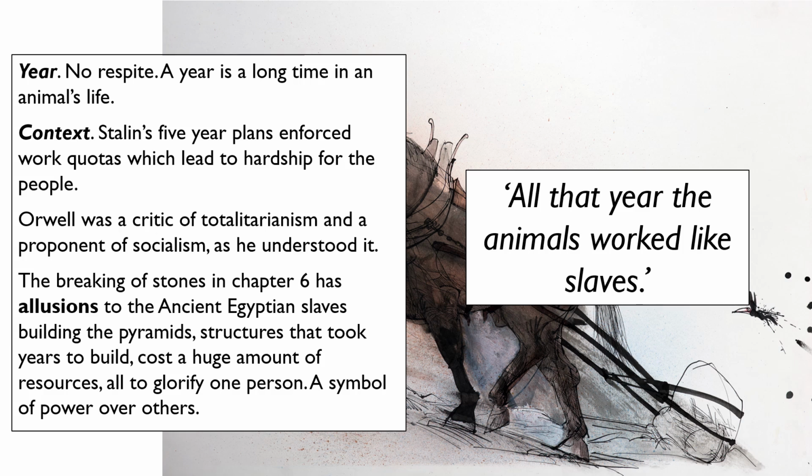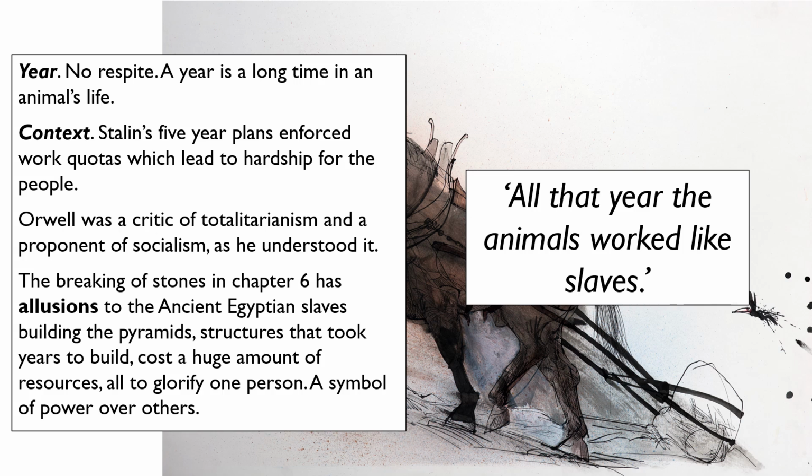Now, from a contextual point of view, in Soviet Russia, Stalin had 5-year plans which enforced work quotas. Now, these work quotas meant that the people of Russia had quite a lot of hardship, and the 5-year plans often failed as well. Orwell was a critic of totalitarianism, a kind of leadership style where there is an absolute rule, and he was a big proponent of socialism, meaning that society is built around people more so. And this quote absolutely captures some of his attitudes.